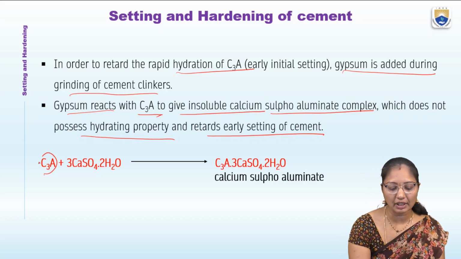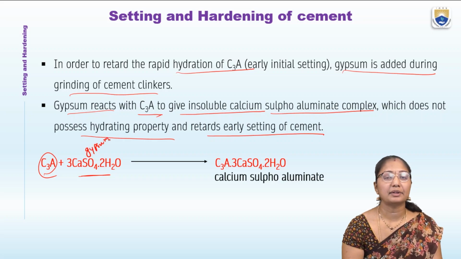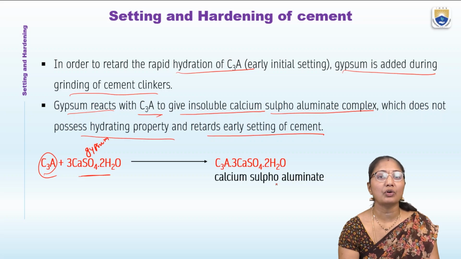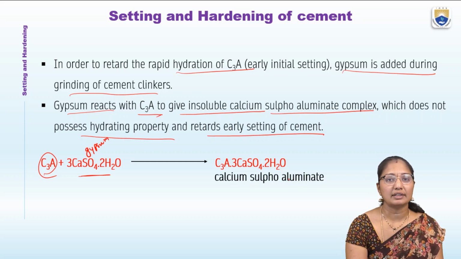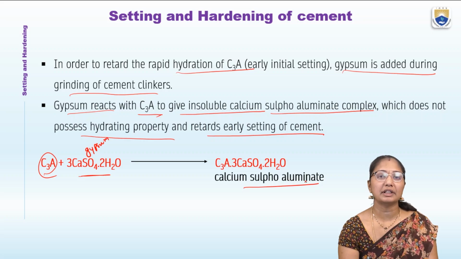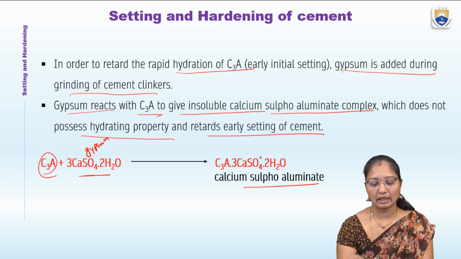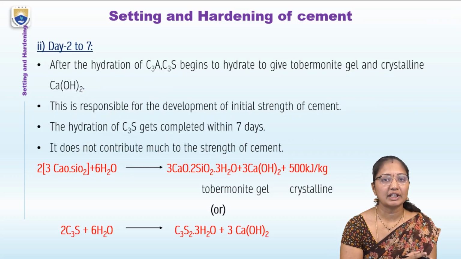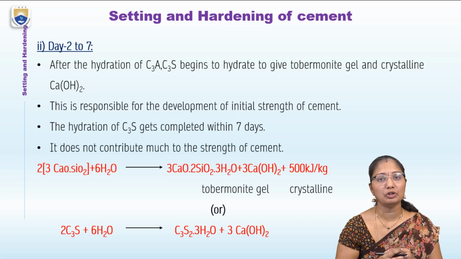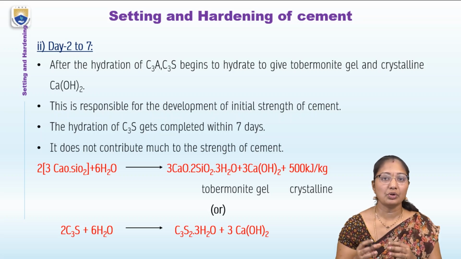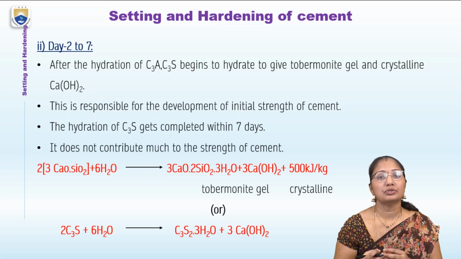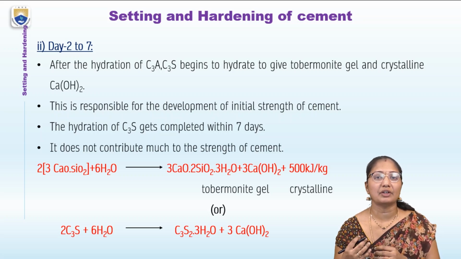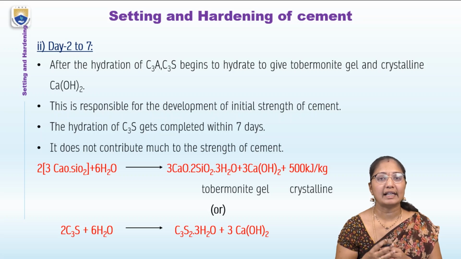Here the tricalcium aluminate plus gypsum, which is calcium sulfate, gives rise to calcium sulfoaluminate. When mixed with gypsum, it gives the calcium sulfoaluminate complex, which does not possess the hydrating property. So that is all about the day 1 reactions. The tricalcium aluminate reacts with the water, giving hydrated tricalcium aluminate, which reacts with the gypsum, resulting in the formation of this calcium sulfoaluminate complex, which doesn't have the hydrating property.